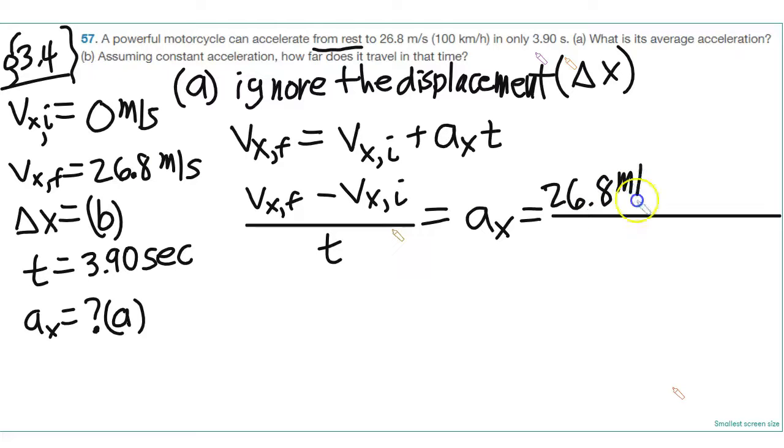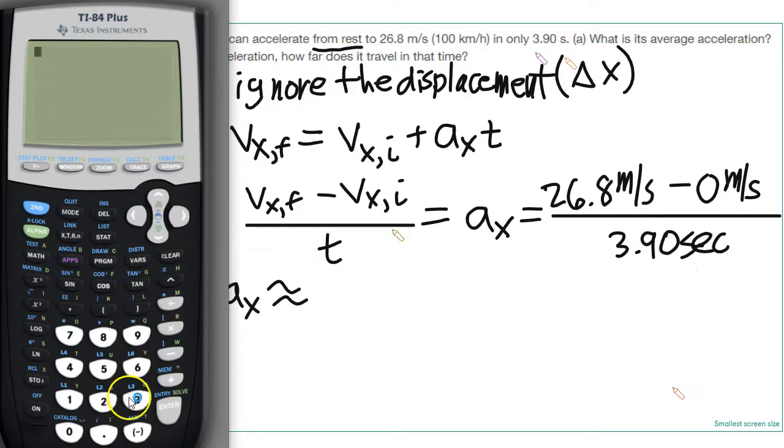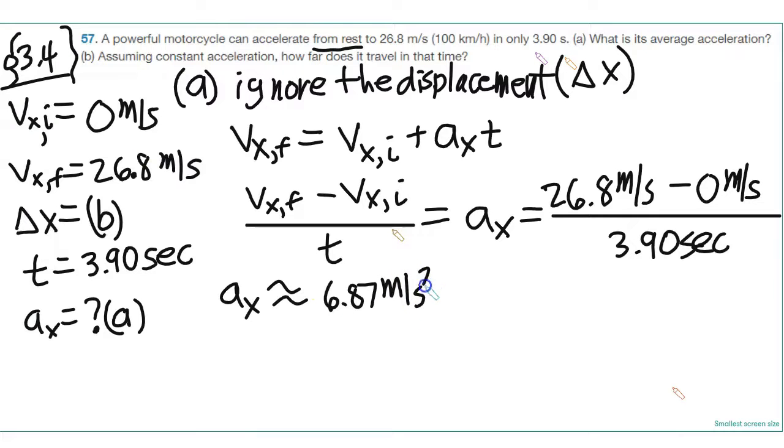26.8 meters per second minus 0 meters per second, and we divide that by the time of 3.90 seconds. So we've got 26.8 minus 0, which is just 26.8, and divide that by 3.90, or just 3.9, the calculator doesn't care. And let's go 3 significant digits. Let's go about 6.87 meters per second squared, because each of these had 3 significant digits.